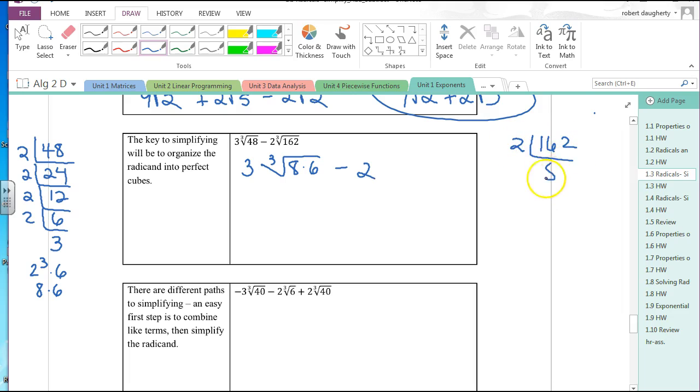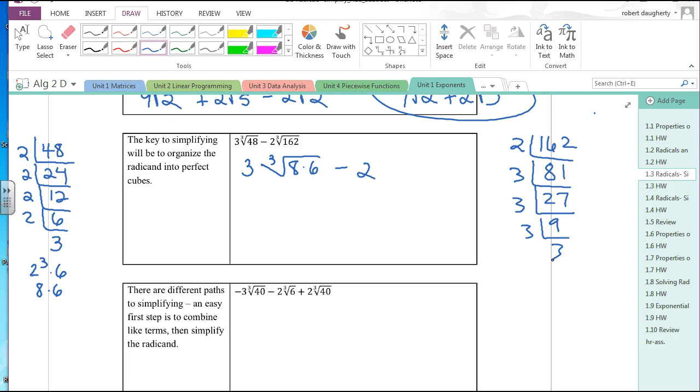Divide it by 2 and I get what? 81. And what do I know about 81? It's divisible by 3. Okay. So that's 3 times 27. Yeah, that's divisible by 3 and I get what? 9. So it's 3 to the 4th. Yes. It is the square root of 9, but I'm looking not for square roots, I'm looking for what?